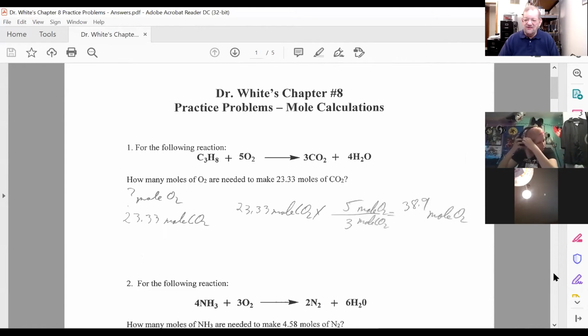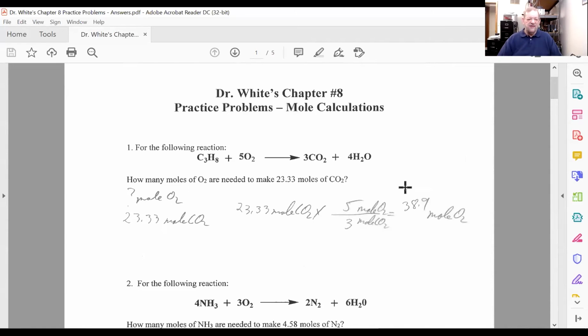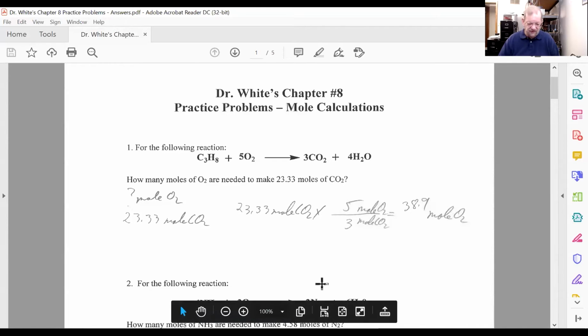Chapter 8 calculations on your screen. Thank you. All right. Now, the important thing for these calculations, first of all, read the problem. And the other thing is the relationship of the coefficients in a balanced chemical equation.